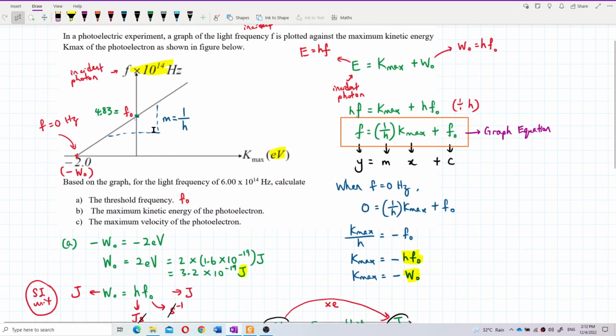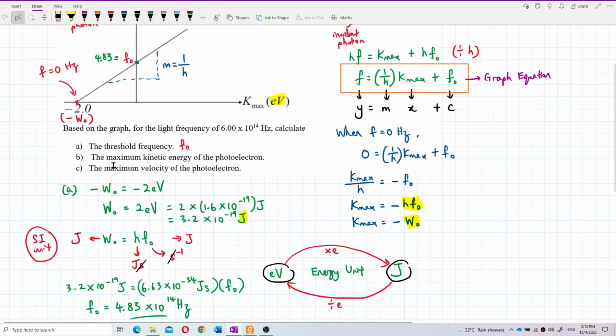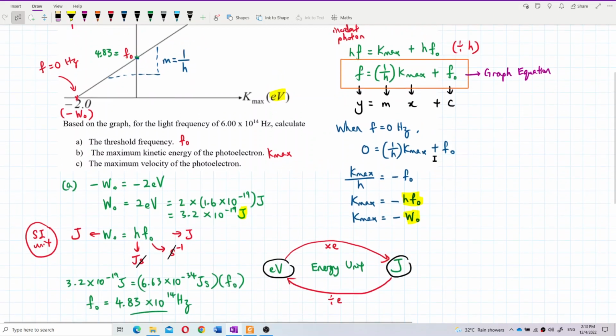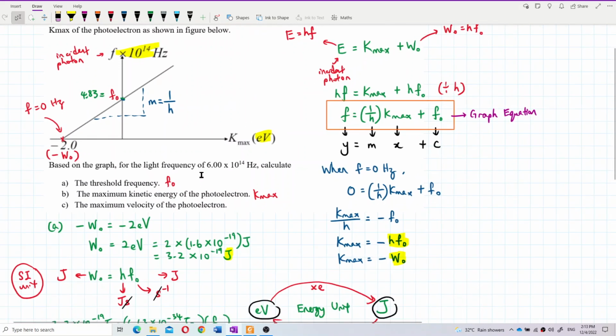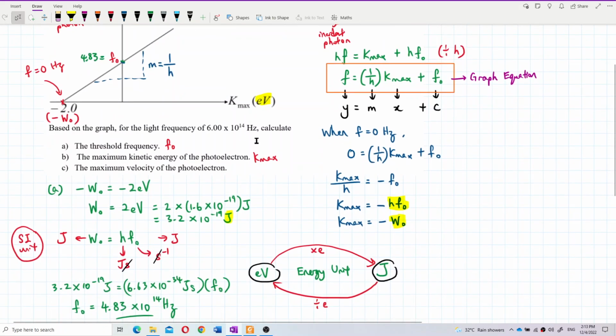So now, let's continue. How about question B? Question B asks to find the maximum kinetic energy of the photoelectron, so this is to find the Kmax. How are we going to do this? I think just from the Einstein photoelectric equation, they give you the light frequency of 6 exponent 14.